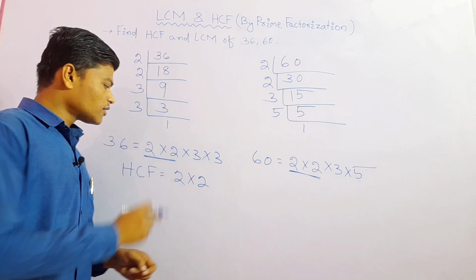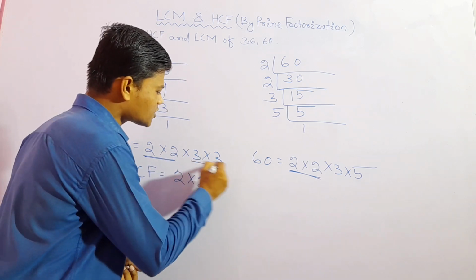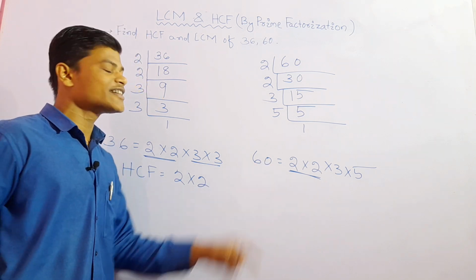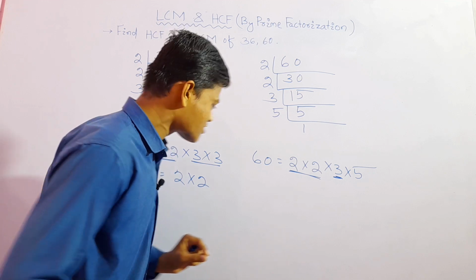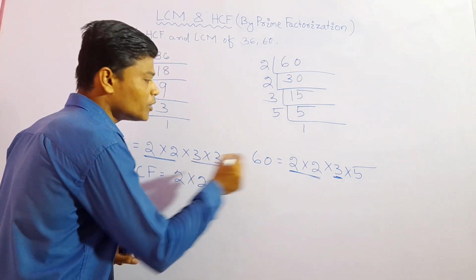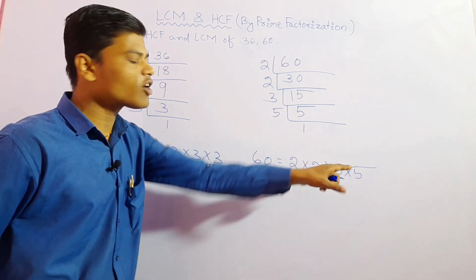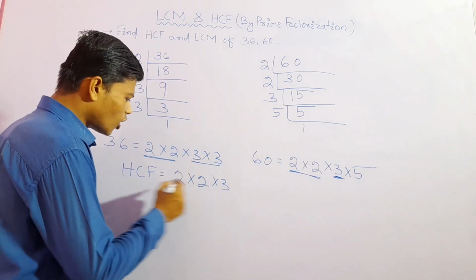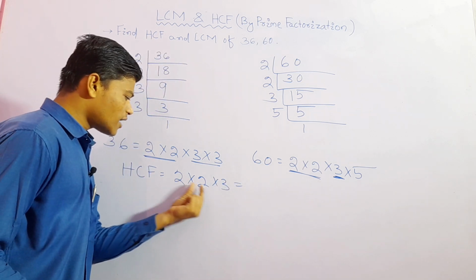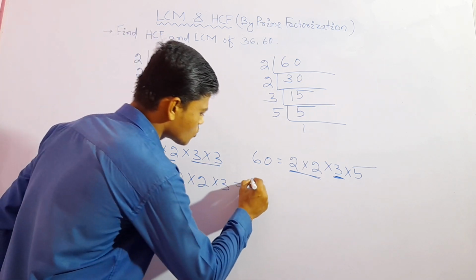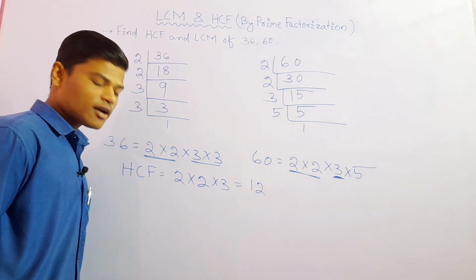Now the next common prime factor is 3. So 3 is present 2 times here, but in the expression of 60 it is present only 1 time. So we have to take the minimum time of appearance of prime factors. So here we will take 3 one time, and 5 is not common, so leave that. So now we have got the HCF by calculating. 2 2s are 4, 4 into 3 is 12. By calculating we can get the HCF, and that is 12 here.